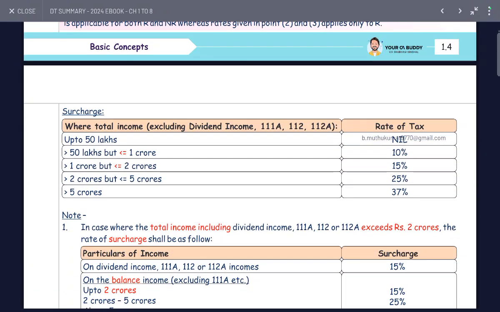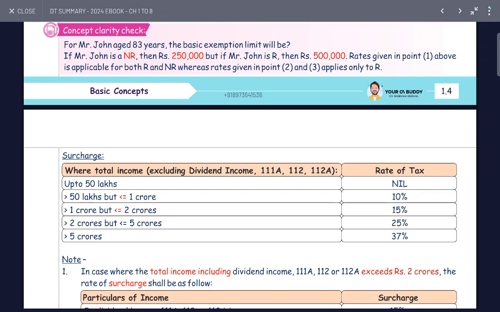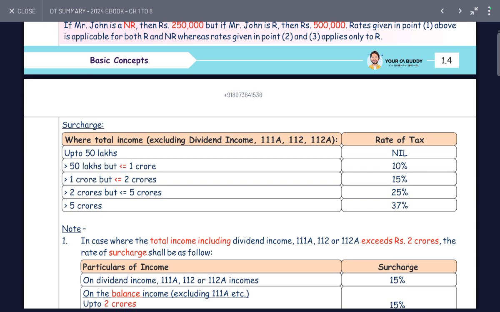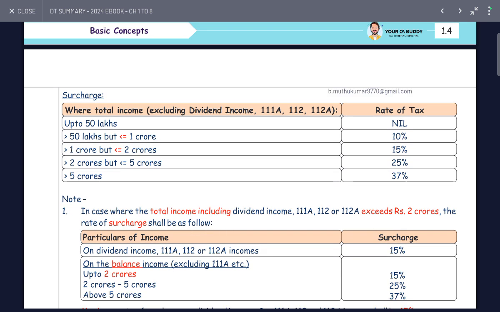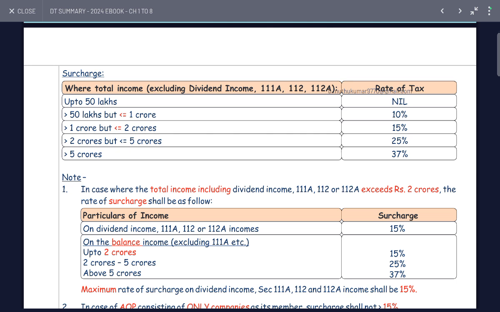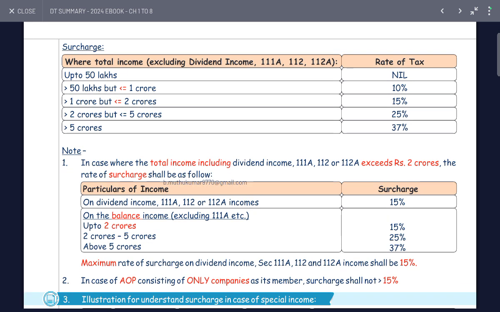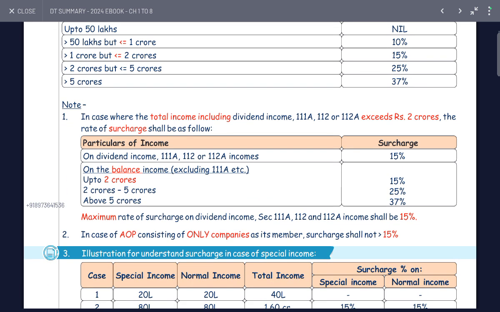So the total income excluding dividend, section 111A and 115E, the surcharge rate is: up to 50 lakhs nil, 50 lakhs to 1 crore 10%, 1 crore to 2 crores 15%, 2 crores to 5 crores 25%, and more than 5 crores 37%.